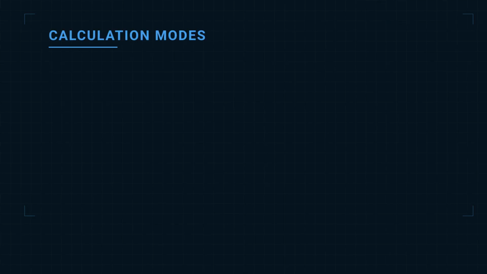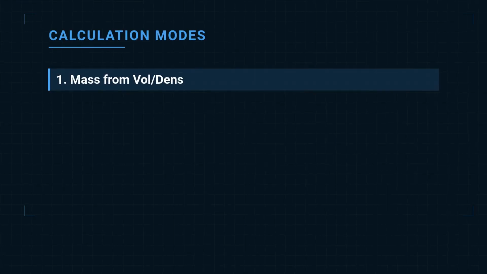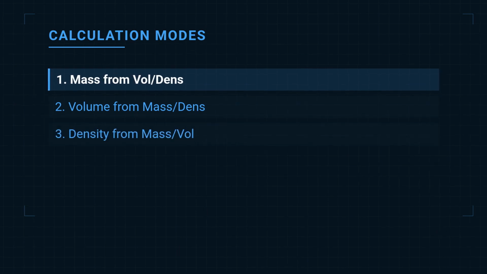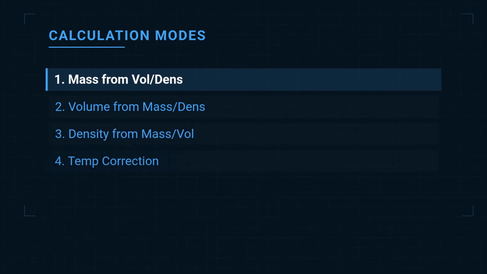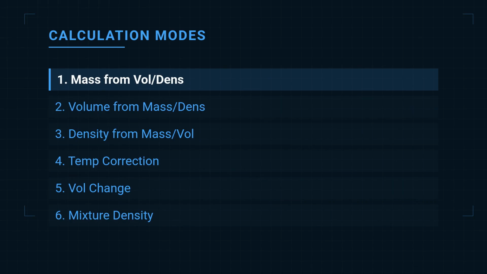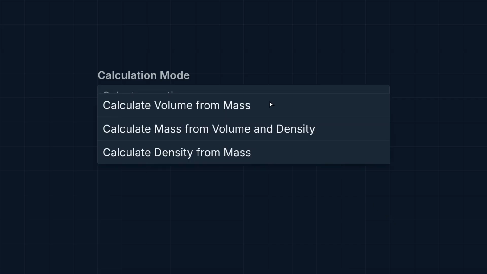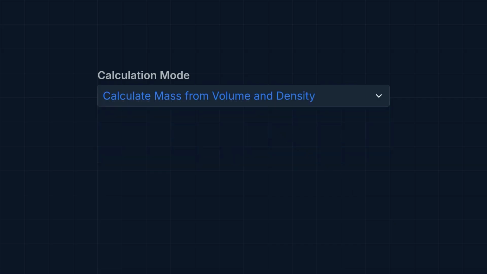Let's examine the inputs. First, you'll see the calculation mode dropdown with 6 options. Calculate mass from volume and density, calculate volume from mass and density, calculate density from mass and volume, calculate mass with temperature correction, calculate volume change from mass change, and calculate mixture density from components. For today's demonstration, we'll select Calculate Mass from Volume and Density.